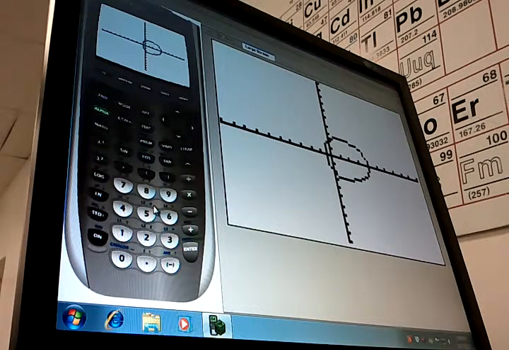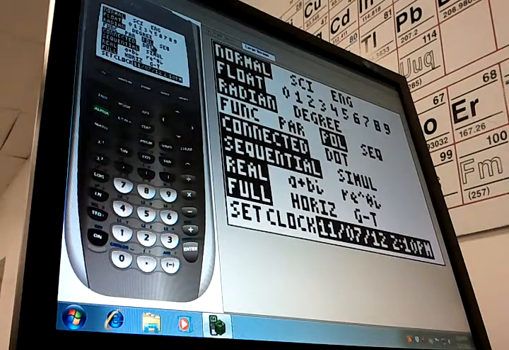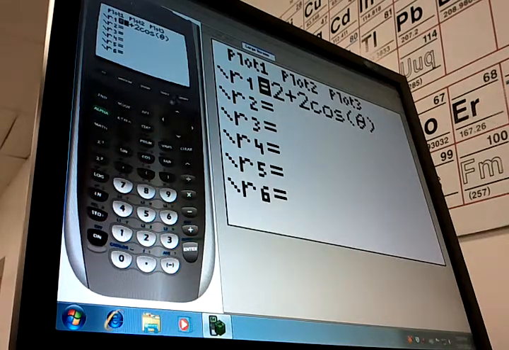Of course, if you don't have a calculator currently, you can't be in the same place, so just watch intently. If you just came in and hit mode, then you see 4 down, it says func. That's for rectangular. Par is for parametric. We want POL for polar. And then you should have a bunch of R's.